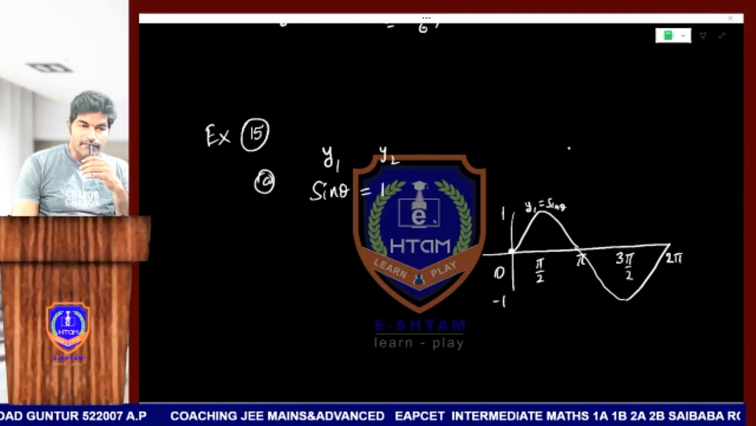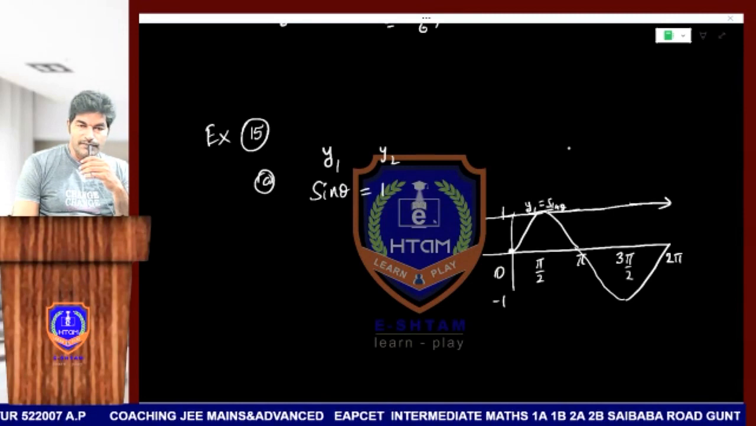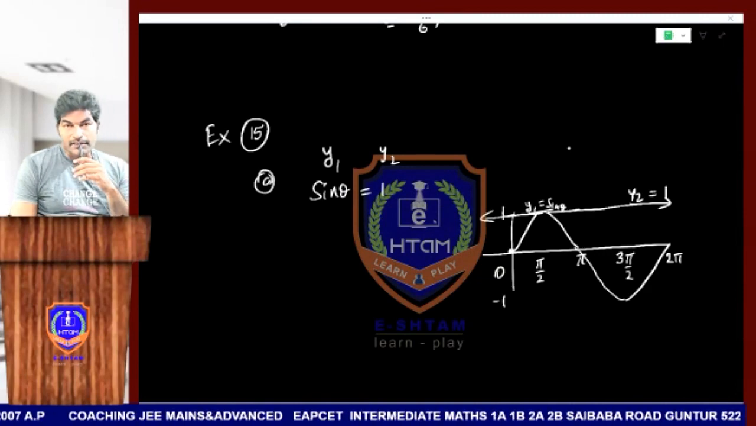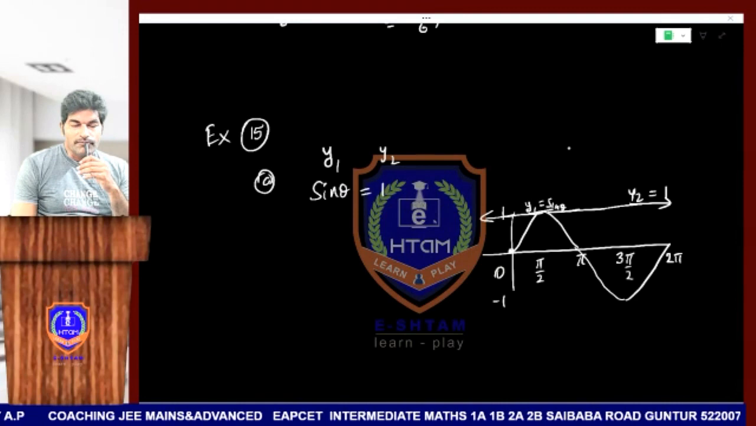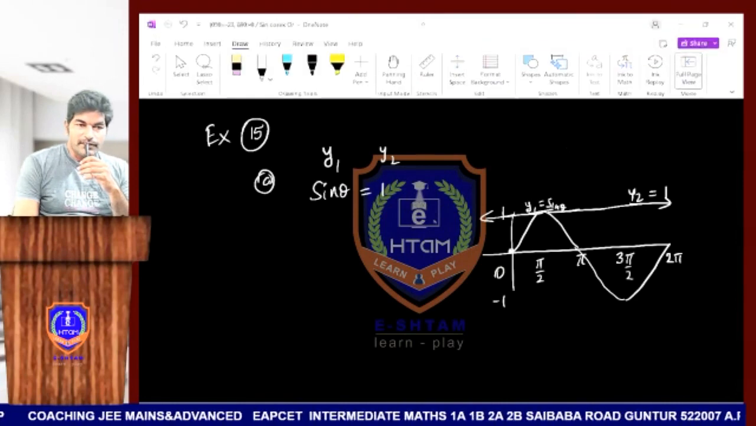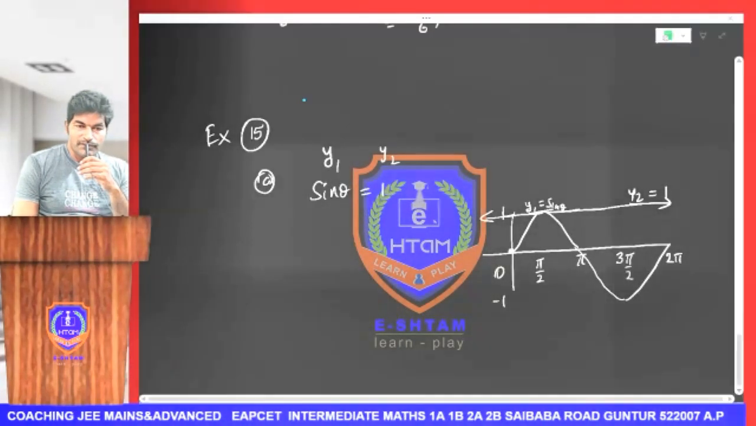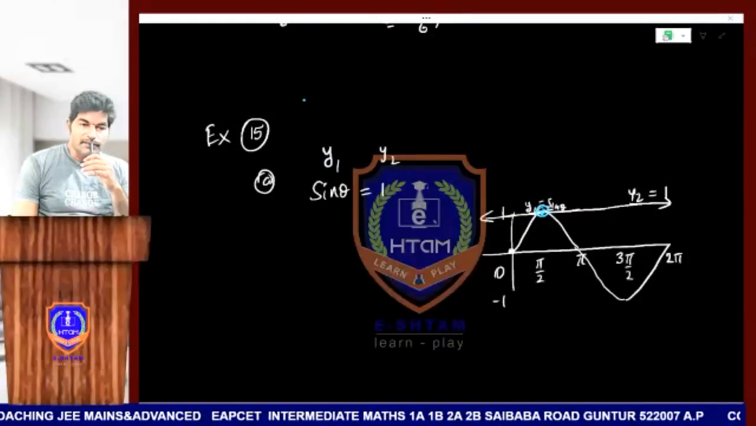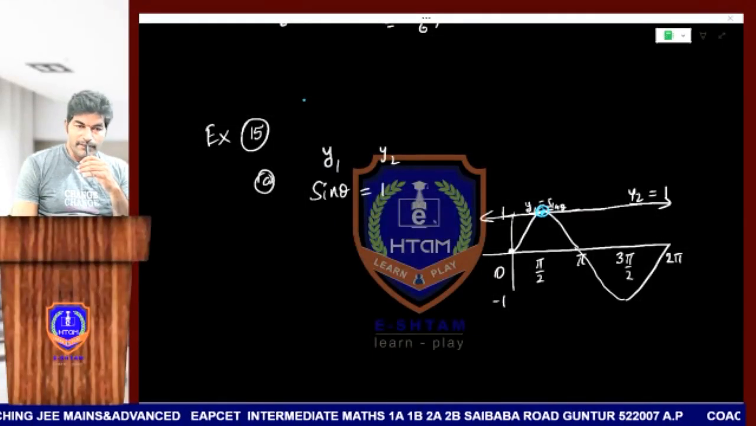Okay, and what is y2? y2 is 1. y2 is 1 means, you know, it is this value. This is y2 itself, 1. Okay, understood? This line is y2. Both of these intersect at one particular point, the point is this one. So we have only one value here. Not too many. Between the interval of 0 to 2 pi, we have only one value of coincidence.